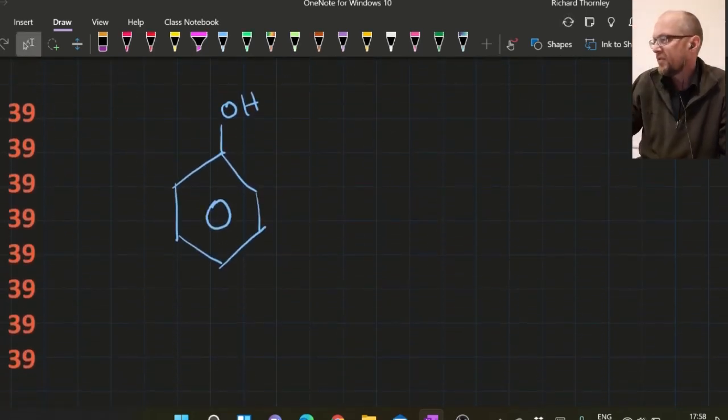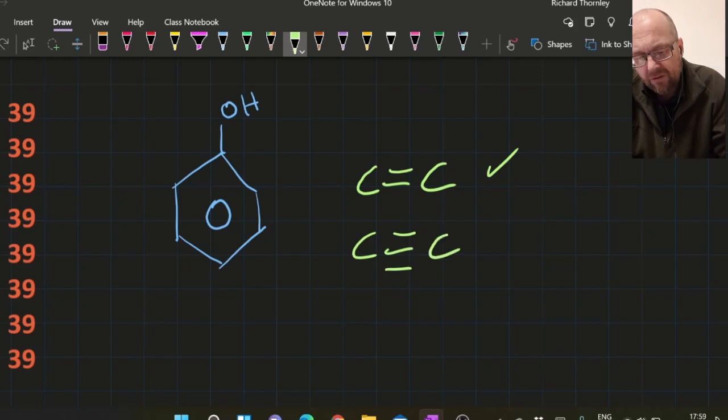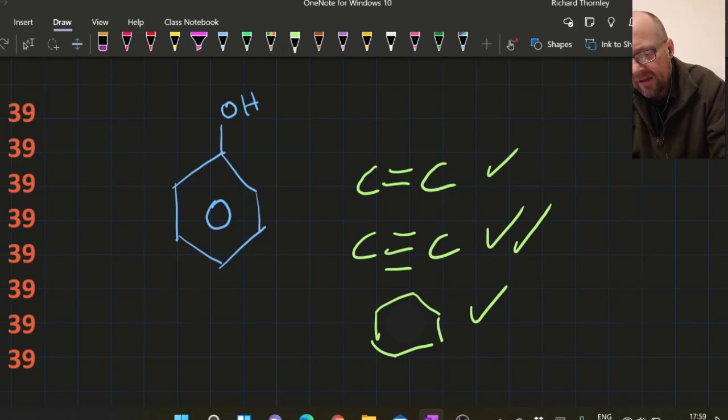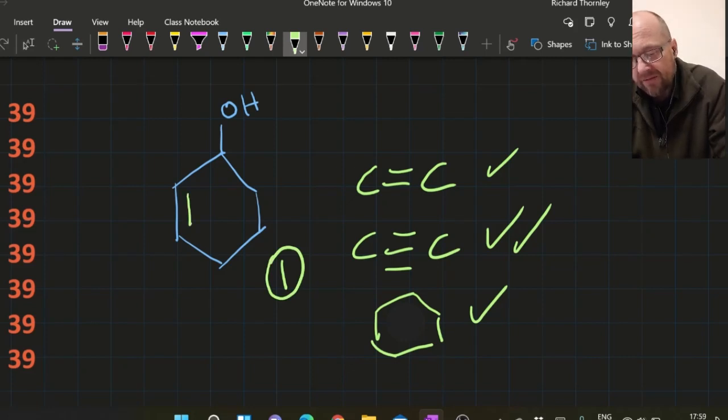39, index of hydrogen deficiency. So every carbon-carbon double bond is worth 1. Carbon-carbon triple bond is worth 2 points. And every ring is worth 1 point. I see one ring. And secretly hidden in here, is there a... that isn't there. So that's gone, my mistake. So that's the correct answer. There's just one ring, so the answer's 1. I miswrote it down. I thought that was benzene. So that would have been 4. But it's just 1. So that's 39B.